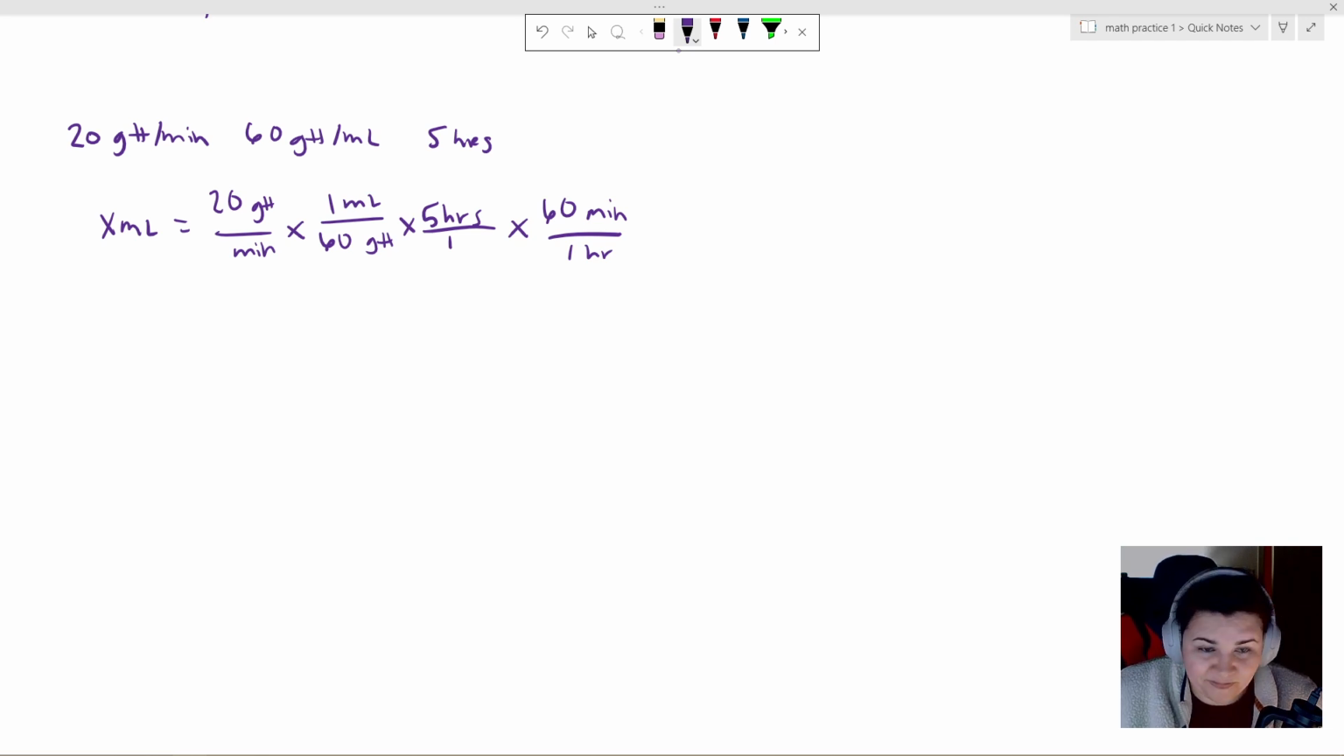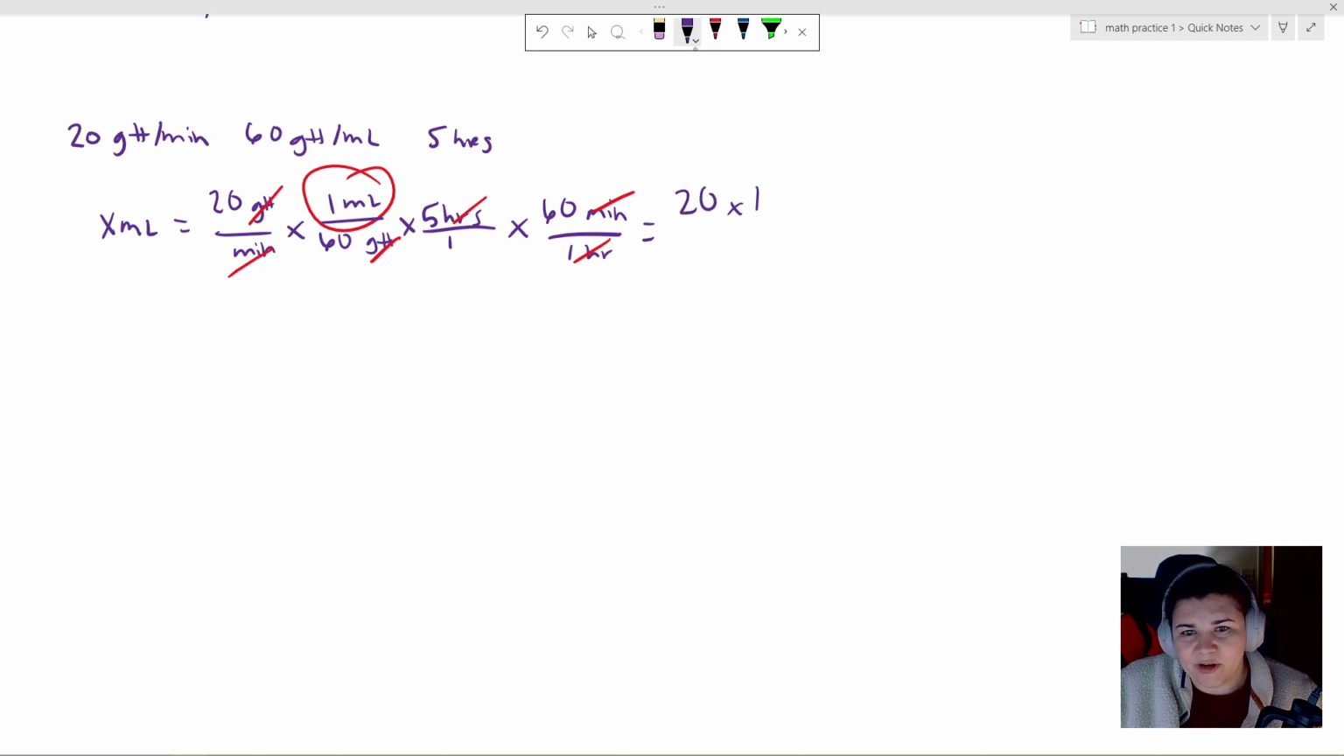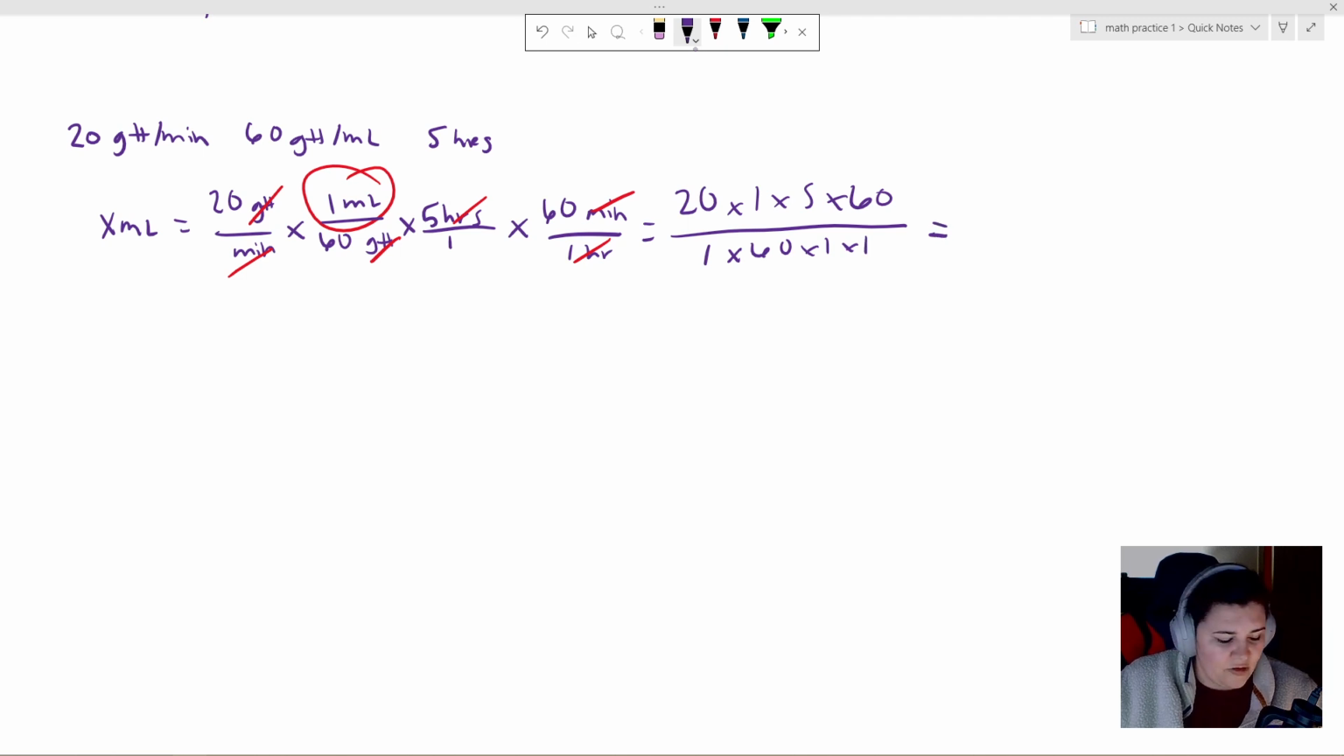Okay, continue. Onward. So we'll go back to canceling out our units. Drops cancel out. Hours cancel out. Minutes cancel out. And once again, we're left with milliliters. So it's 20 times 1 times 5 times 60, all over 1 times 60 times 1 times 1. You work all that out and you end up with 100 milliliters.